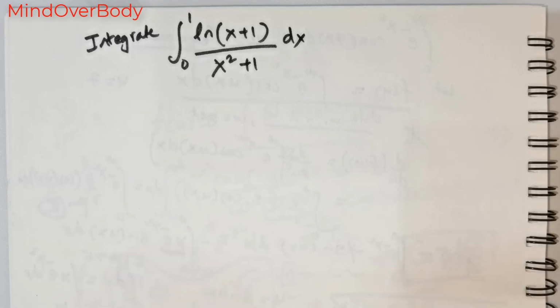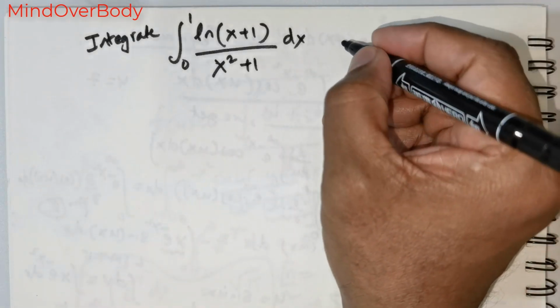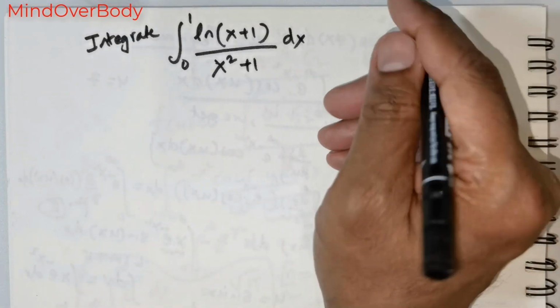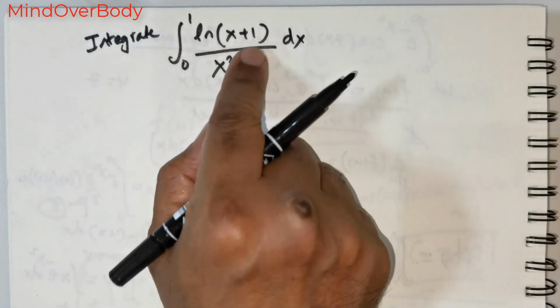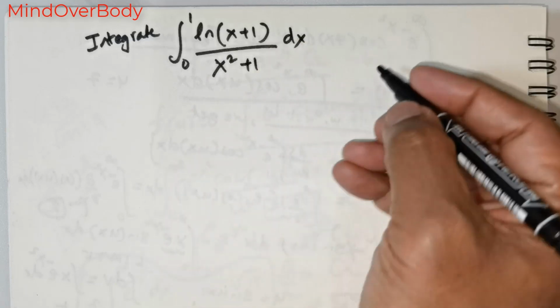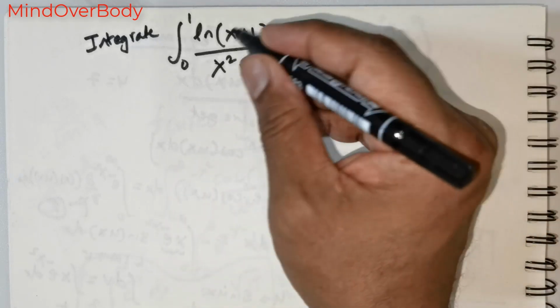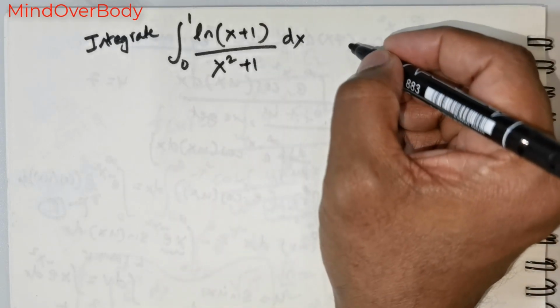Good day everybody. We have a Putnam Exam integral. Integral 0 to 1 ln of (x + 1) over (x squared + 1) times dx. Now we will be using a special property from integral.